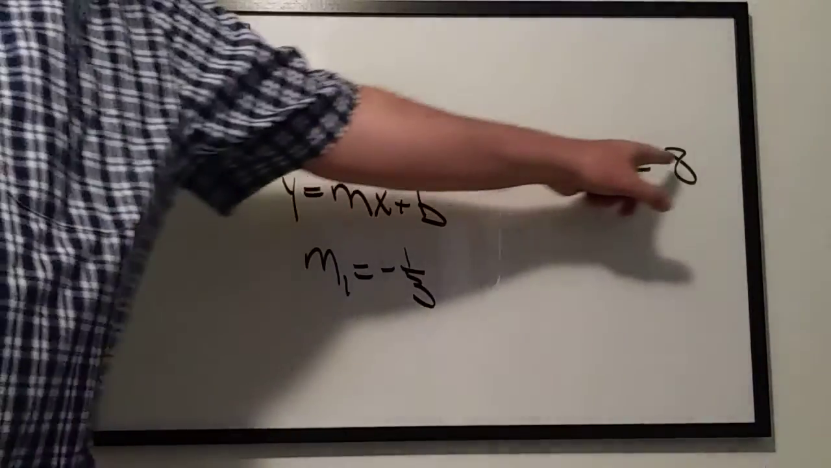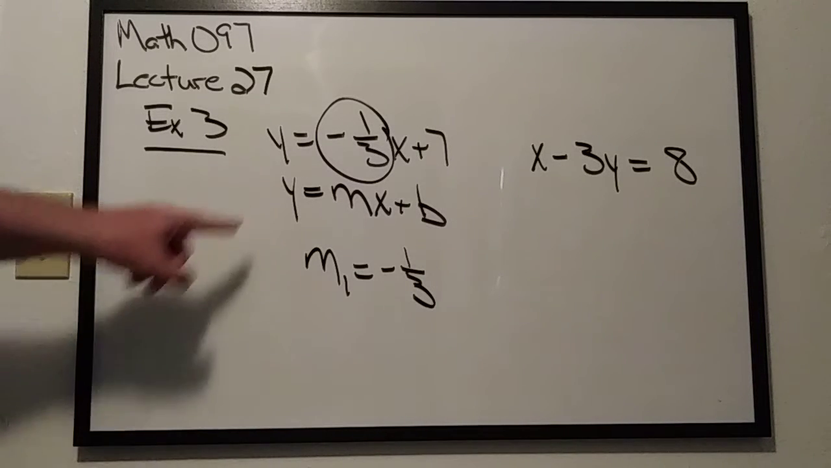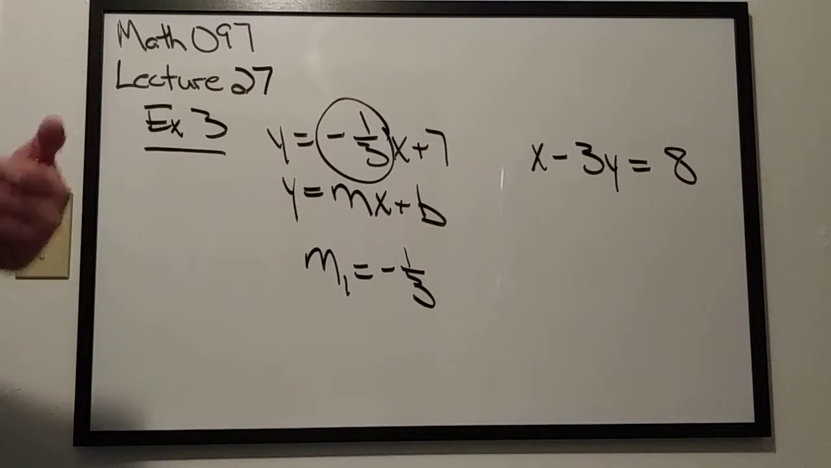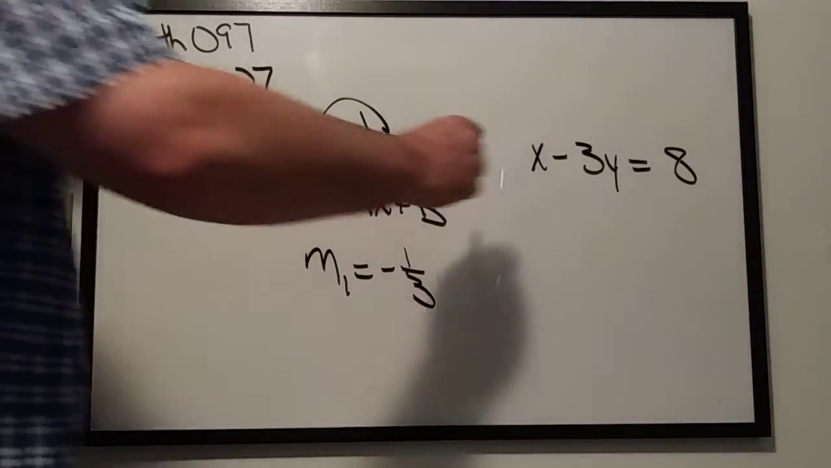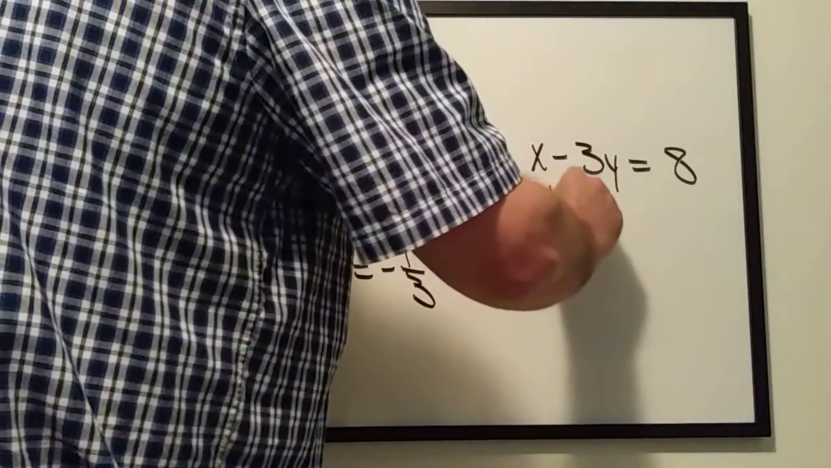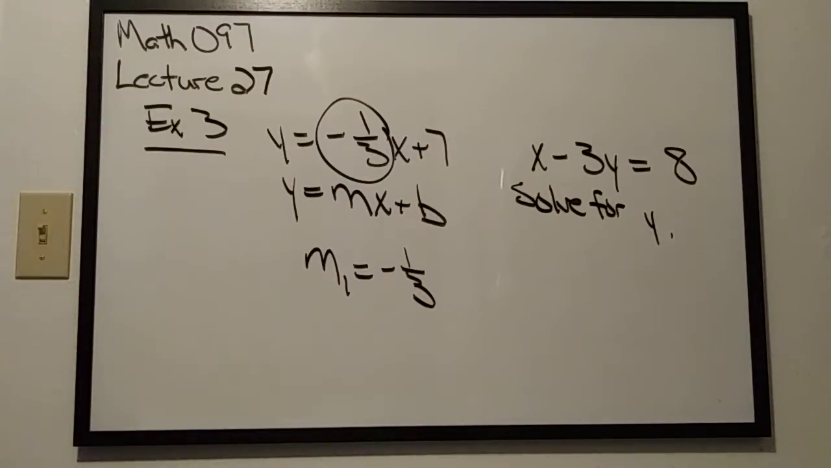Unfortunately, my second line isn't written in slope-intercept form. So what I need to do is take this equation as given and figure out how to rewrite it in slope-intercept form. Well, slope-intercept form has y alone on the left-hand side. So that's exactly what we want to do. In order to get this into slope-intercept form, we need to solve for y. Lots of different ways that we can do that.